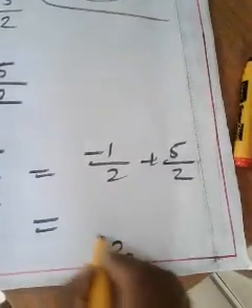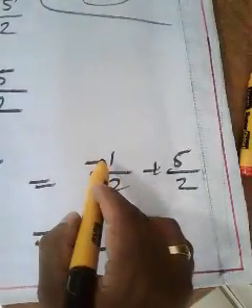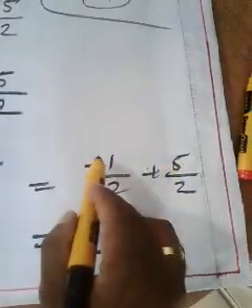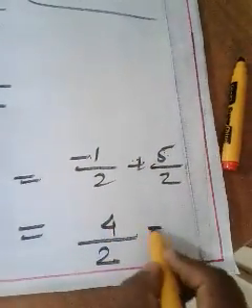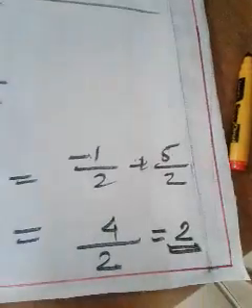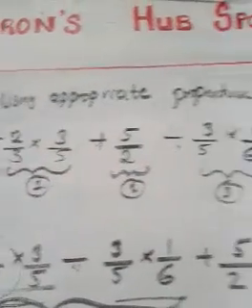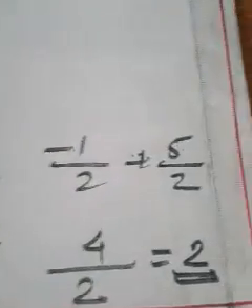The denominator is the same, just write that and operate the numerator. That means minus 1 plus 5. What is minus 1 plus 5? Answer is 4. So 4 by 2 is 2. You got the answer as 2. This is the answer for that big question. You may think that this is a very big question, but even though the question is big, the answer is very simple, as 2. Your answer is 2.